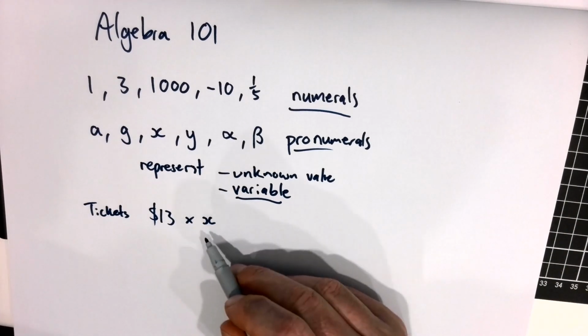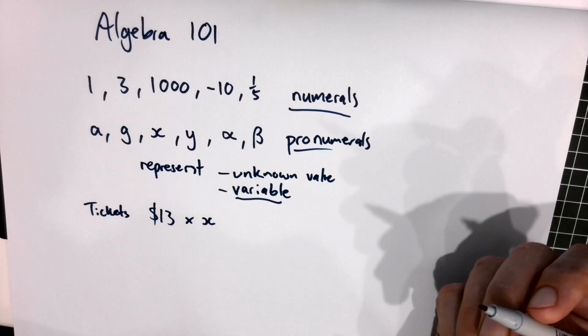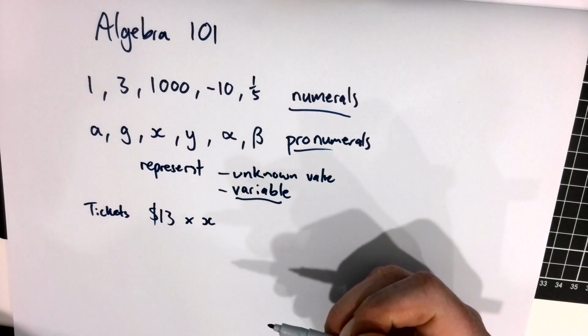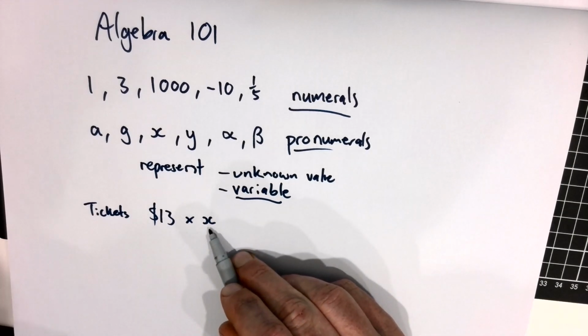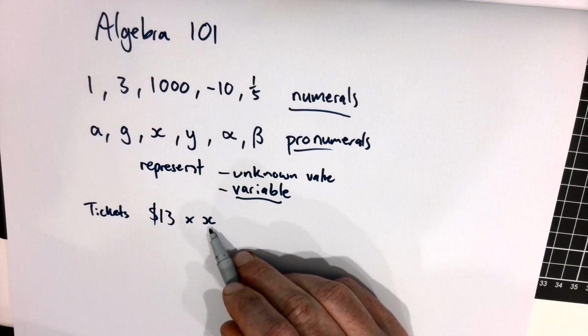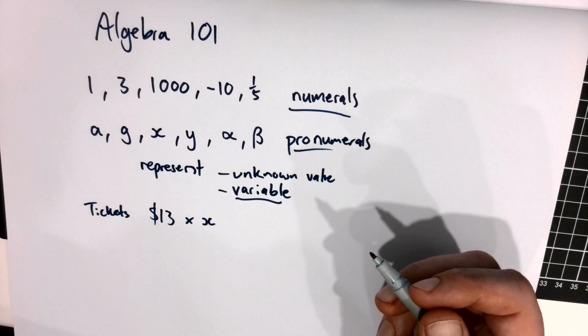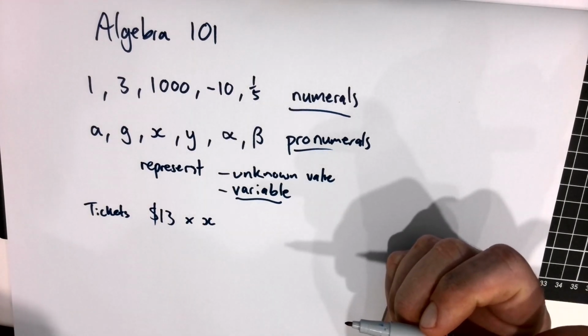And my tickets are going to cost 13 times 2. Or if I was taking 10 friends along, then X would be equal to 10, and it would be 13 times 10. Okay? So in this case, X could be pretty much any whole number greater than 1. That's assuming I have a friend, right? So 13 times the number of my friends would tell me the total. So that there is X being a pronumeral where it's representing a variable amount.